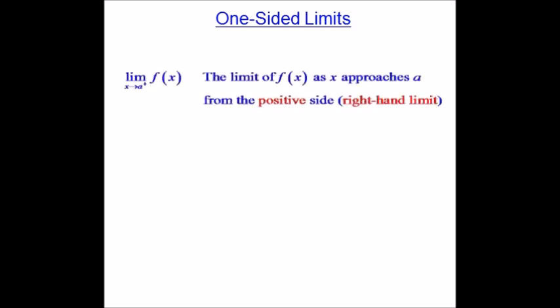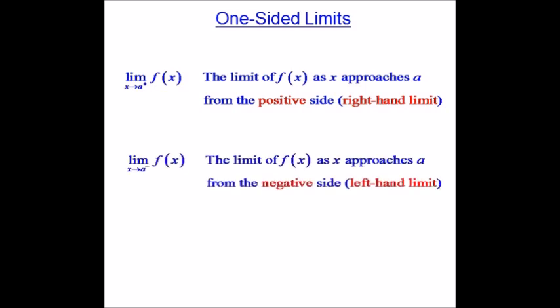Now let's take a look at one-sided limits. First, some notation. When the number we approach has a plus sign as its superscript, this is interpreted as the limit as x approaches a from the positive side. Start to the right of x equals a, and then move along the graph towards a.